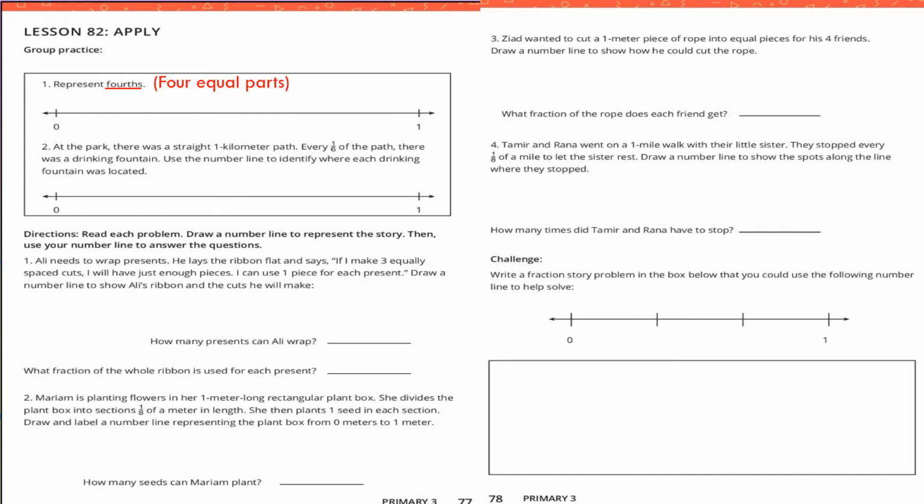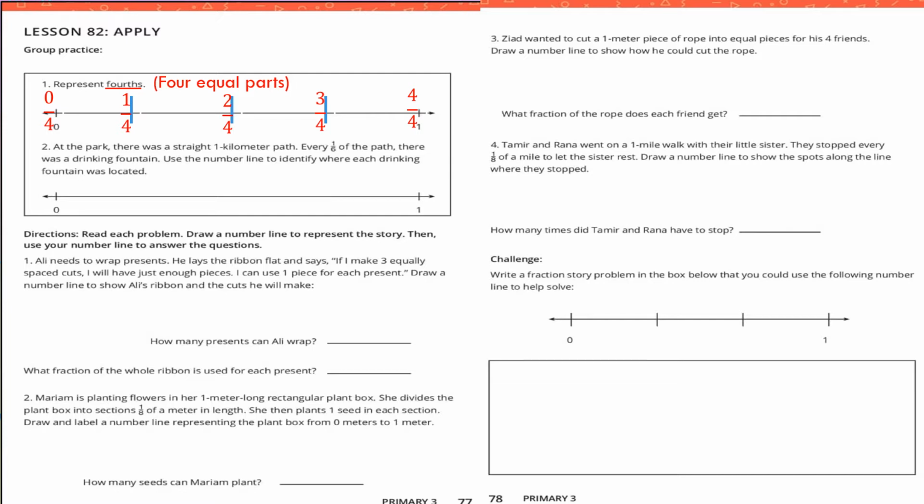Yes, 4 equal parts. So we want to split this number line into 4 equal parts by making how many dashes inside the number line? Yes, 3 dashes. Don't forget to label each dash by the fraction. 0 will be 0 over 4, 1 over 4, 2 over 4, 3 over 4 till 4 over 4.